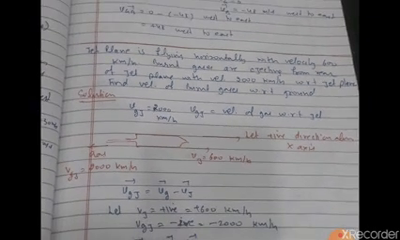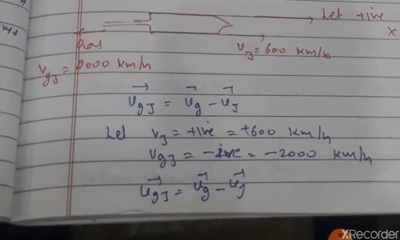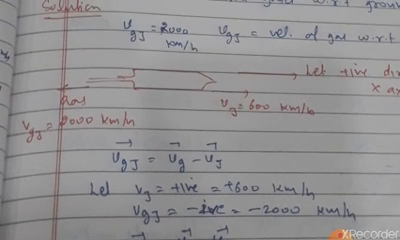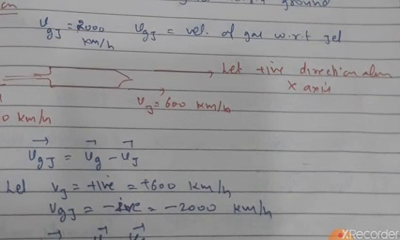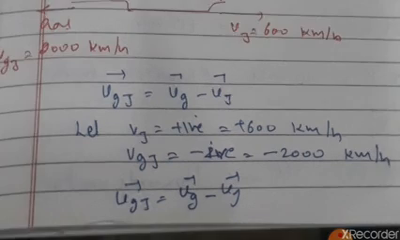So velocity of gas with respect to ground. So we'll write down the formula. Velocity of gases with respect to jet is equal to velocity of gas minus velocity of jet. Let the positive direction of x-axis be taken as positive. So we'll assume that Vj is positive, so Vj is equal to plus 600 km per hour. If Vj is positive, then it is obvious that Vgj will be negative and its value will be minus 2000 km per hour.